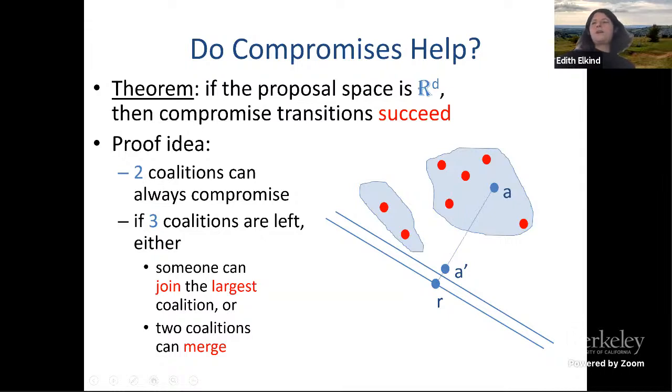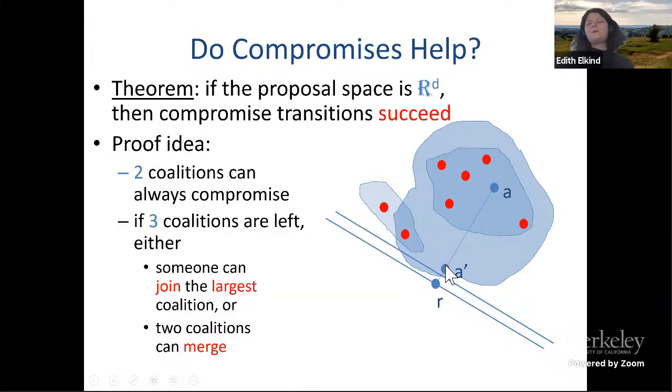And because I have a finite number of points, I can choose A prime close enough to R that this line would be very close to my original line and still have all these points on one side of it. And now this new line separates all these agents from R, and it goes through the middle of R A prime. This means that all these agents actually approve A prime, including this guy from the other collision. And now I have a compromise move where this large collision and this one guy from the other collision form a new collision around A prime.